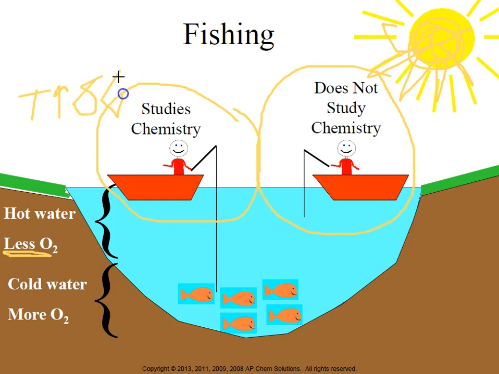Solubility goes down. Goodness, this is messy. As we're talking about a gas, hot water at the top has less oxygen in it, therefore less fish. Cold water at the bottom is going to have more oxygen dissolved, therefore more fish. So this smarty pants is going to know to fish with a deep water lure, maybe a worm or something.